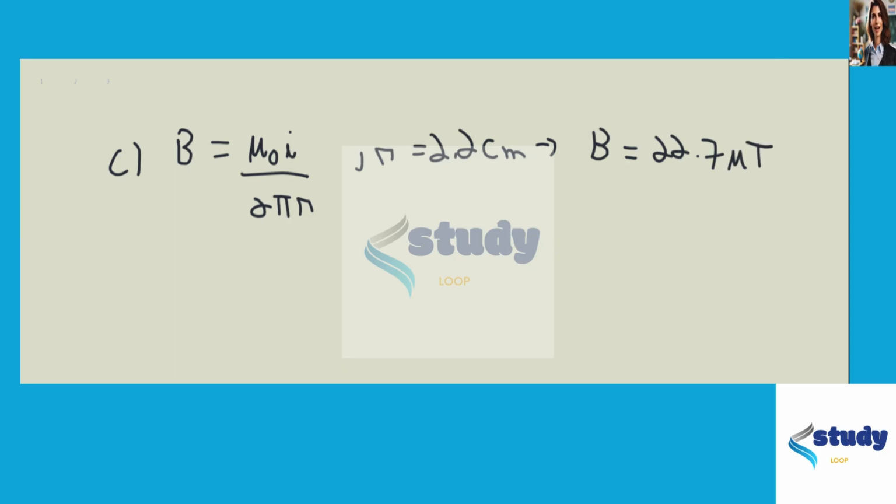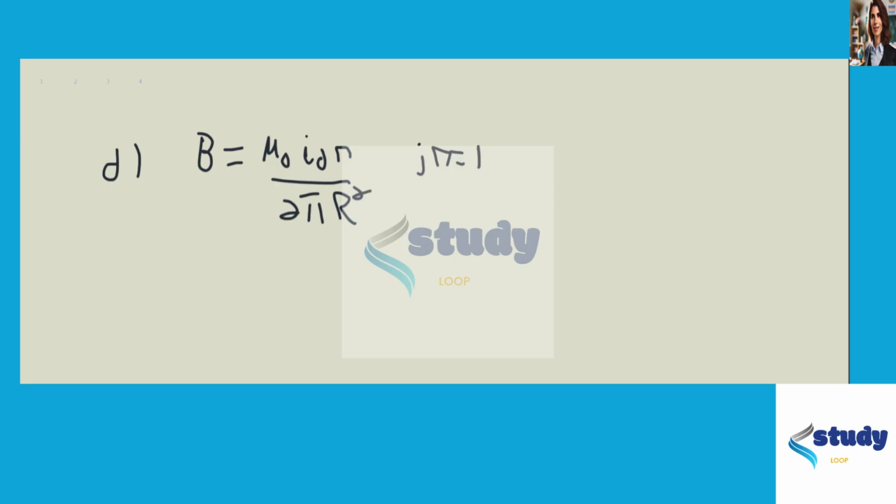For part D, we want to know what is the magnitude of the magnetic field due to the induced current at the same distance as before. So for D, E, and F. For D, the equation is the same thing as before, but with the displacement current divided by 2 pi R squared. r is equal to 1 millimeter. This gives a magnetic field of 1.25 millitesla.